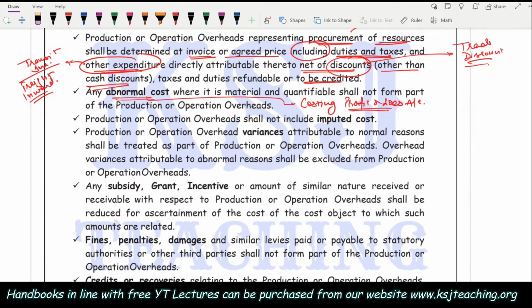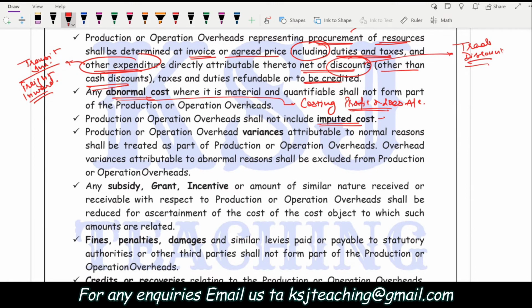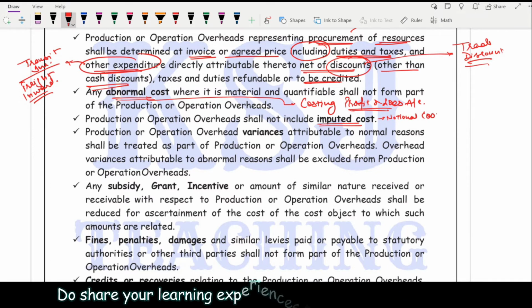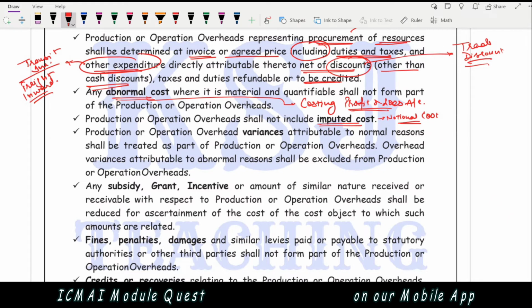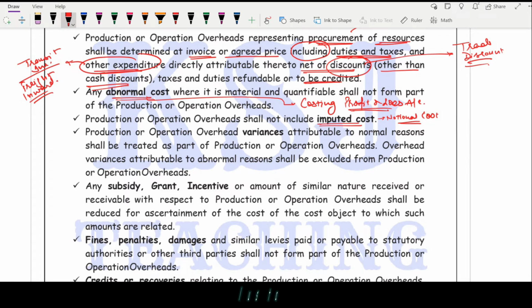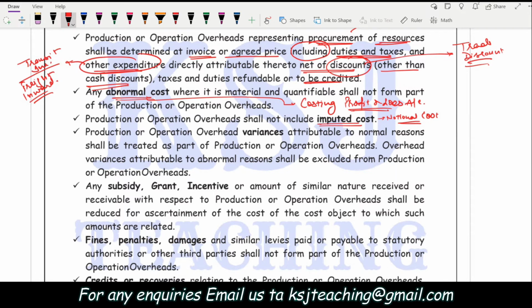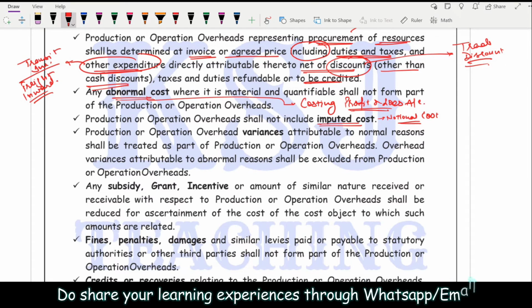Then production or operation overheads shall not include imputed cost. Imputed cost is nothing but your notional cost. That is the cost which has not actually been incurred, right? Depreciation, isn't it? But yes, sometimes it forms part of that also. Normally we do not take it. Normally we have to take only the cost which has actually been incurred. In case of depreciation, there is only wear and tear of the asset. There is no actual cost that has been incurred, right?